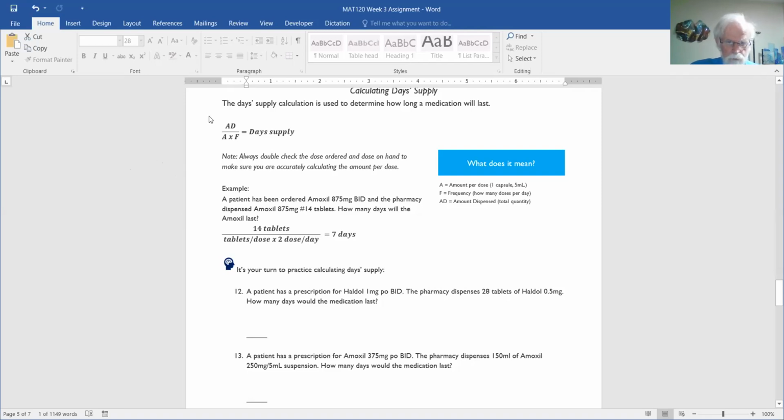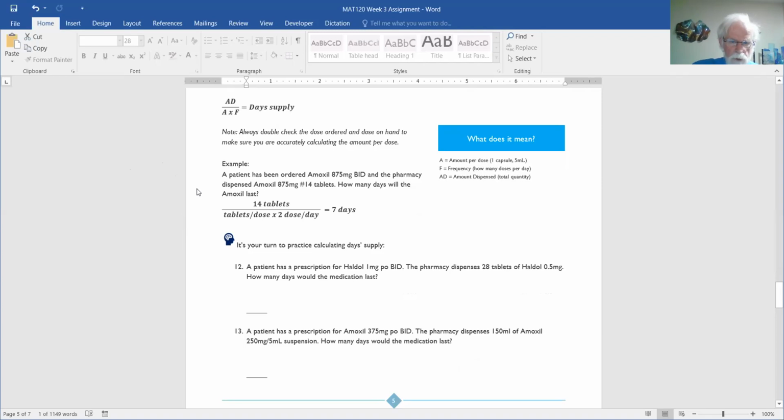But nonetheless, if we look at this formula, AD is the amount dispensed by the pharmacy, A is the amount per dose, and F is the frequency. X is just a time sign that tells you how many days. So if we take a look at this quick example, a patient has been given amoxicillin, 875 milligrams twice a day. The pharmacy dispensed 14 tablets.